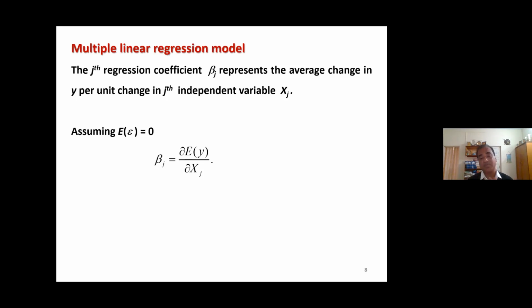So for example, if I say my model is y is equal to 3 plus 4x1 plus 5x2, then 4 and 5 are the regression coefficients associated with x1 and x2. That indicates that if you make a 1 unit change in the value of x1, then you are going to get a 4 unit change in the average value of y. And if you make a change of 1 unit in the value of x2, then you are going to make a change of 5 units in the average value of y.